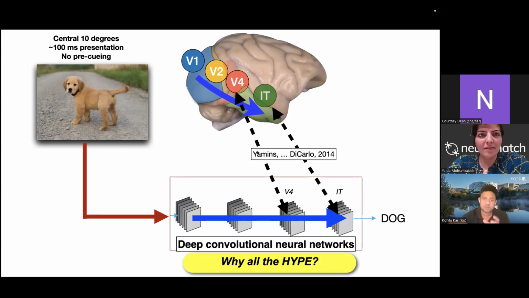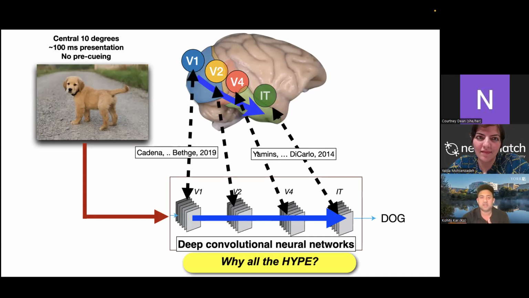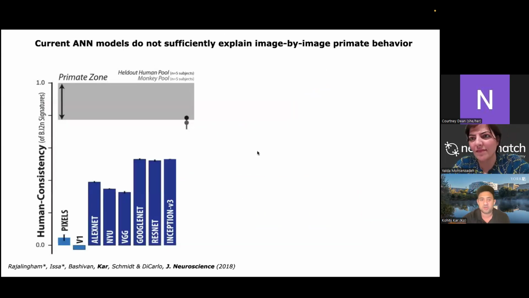Things have diverted quite a bit now, but this was at least the initial discoveries that were made. So in 2014, V4 and IT were associated with the model, were predicted by the models, and recently also early areas like V1 and V2 have been mapped onto this model. But these models are not complete models of the system.